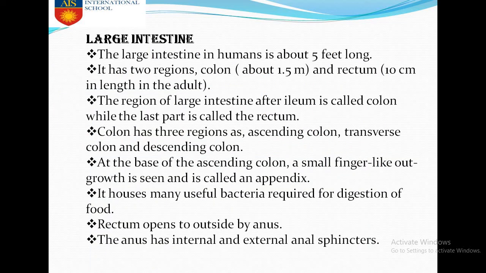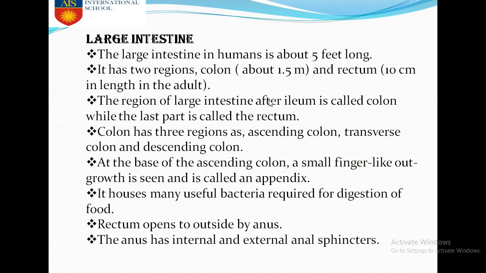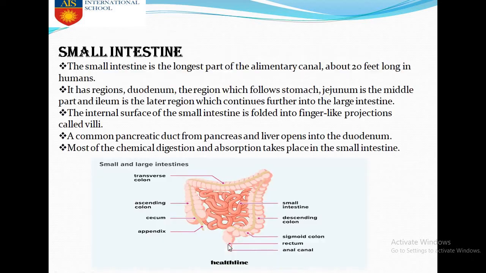Now large intestine. The large intestine is about 5 feet long. This also has three parts: cecum, colon and rectum. They have not written cecum here, but it is cecum also. The region of the large intestine after the ileum is called colon, while the last part is called rectum. Colon has three regions: ascending colon, transverse colon and descending colon. Clear?